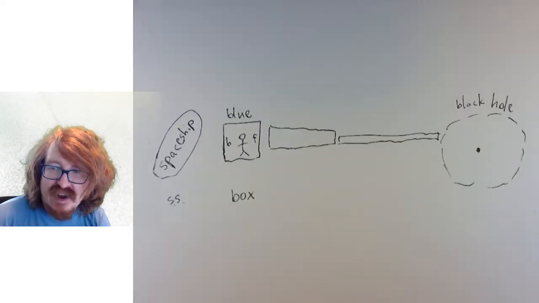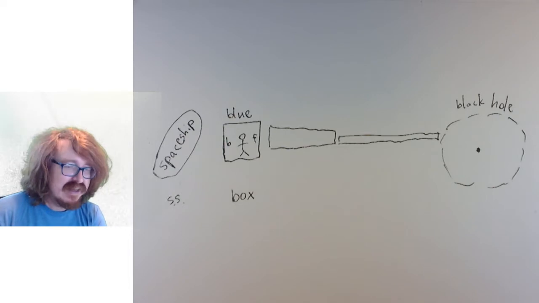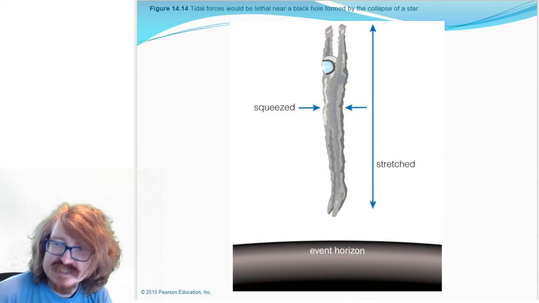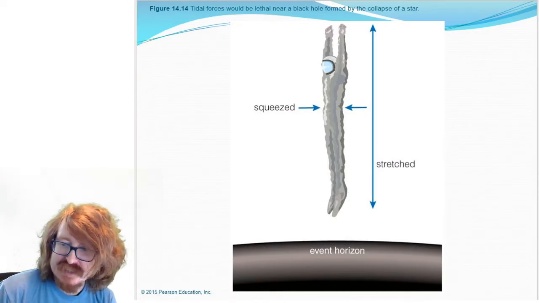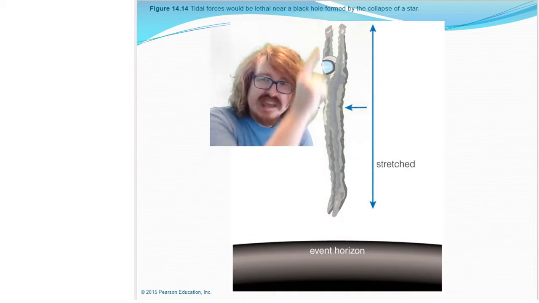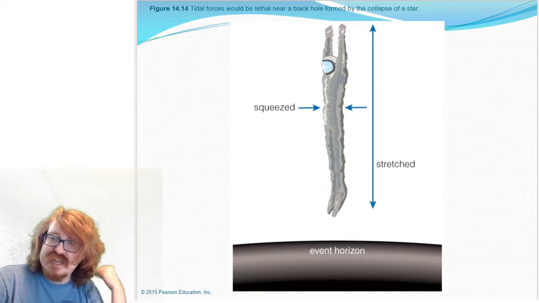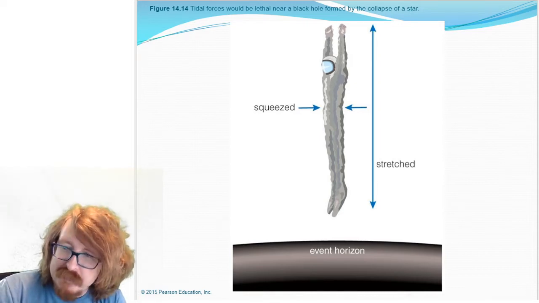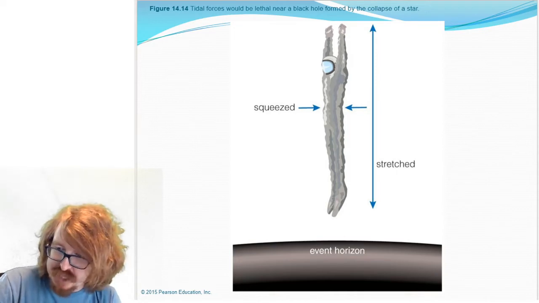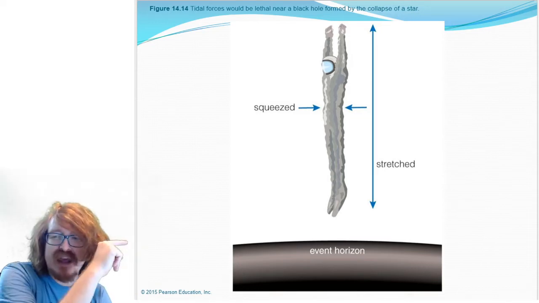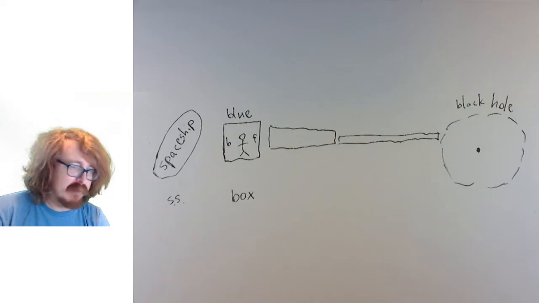Now, can the human body survive this? Can the human body survive this extreme stretching? Here's a picture from your book that is also explaining what would happen to him. As he goes towards the black hole, he would get more and more stretched out and thinner and thinner. This extreme gravity effect is bad for the human body because the human body is not very stretchy. So what would end up happening to his body and the box before they ever got to the black hole? What would happen to them?